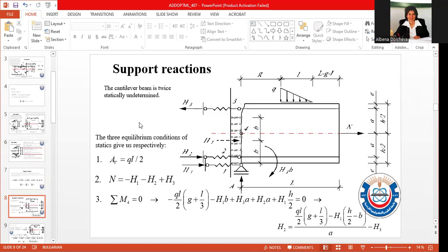For the support reactions, there are three equations of static equilibrium. They give us the vertical support reaction A, the magnitude of N, and using the moment from point 4, which is the point on the axis of the beam, we can find an equation of, for example, H2 as a function of H1 and H3.